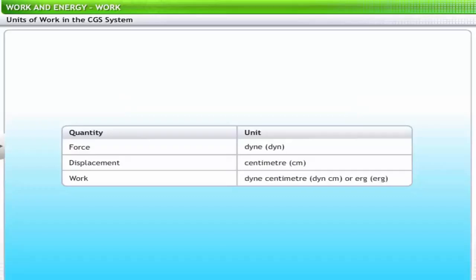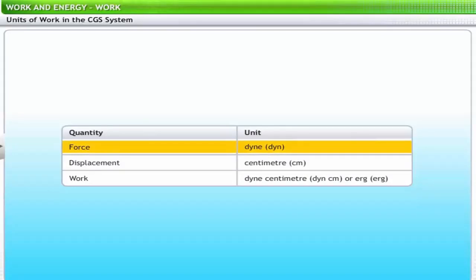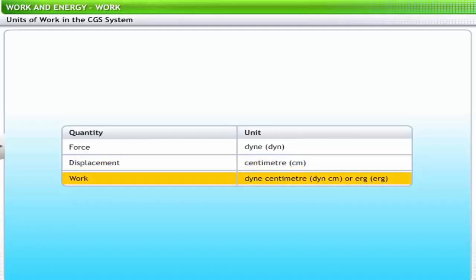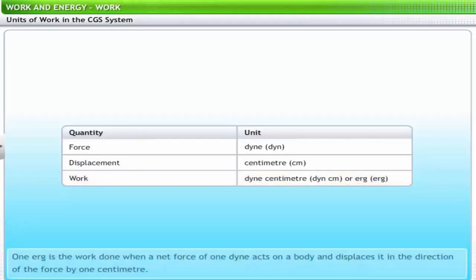In the CGS system, the unit of force is dyne, denoted by dyn, and the unit of displacement is centimeter, denoted by cm. Therefore, the CGS unit of work is dyne centimeter. 1 dyne centimeter is referred to as erg. Thus, 1 erg is defined as the work done when a net force of 1 dyne acts on a body and displaces it in the direction of the force by 1 centimeter.